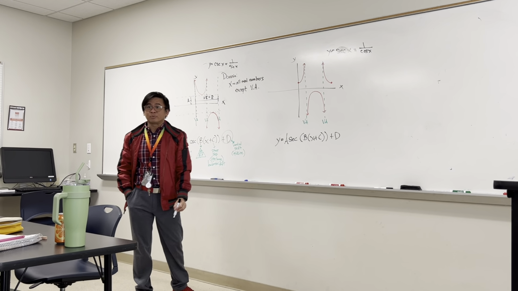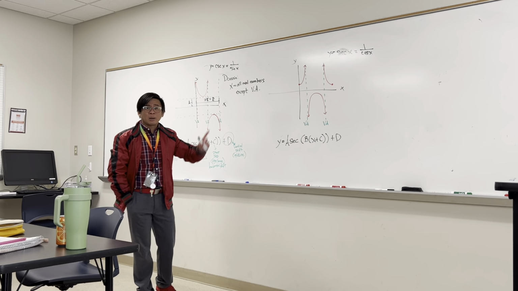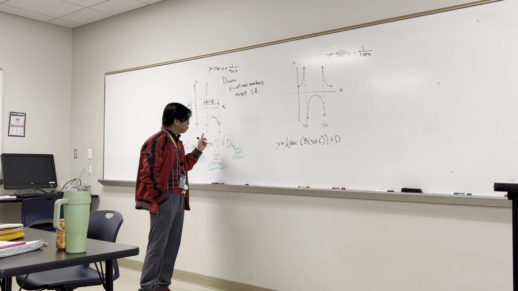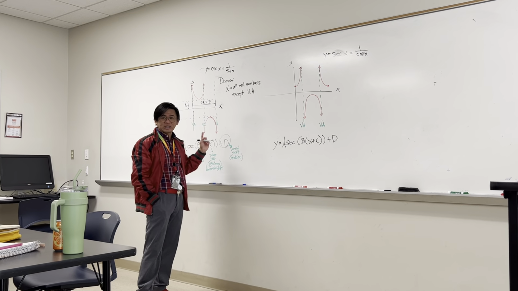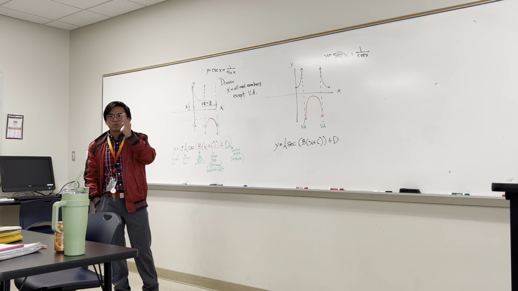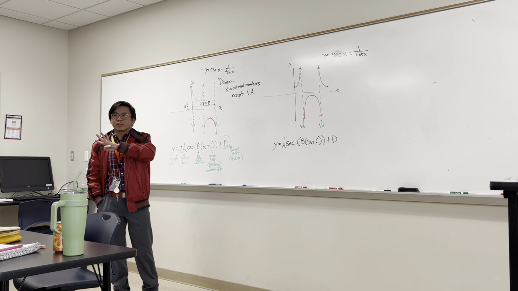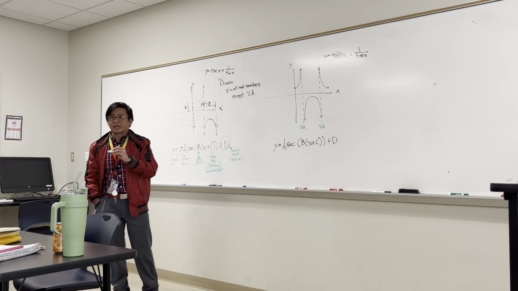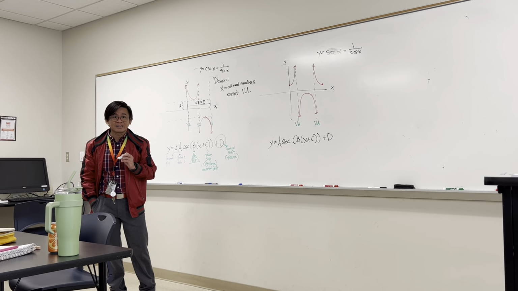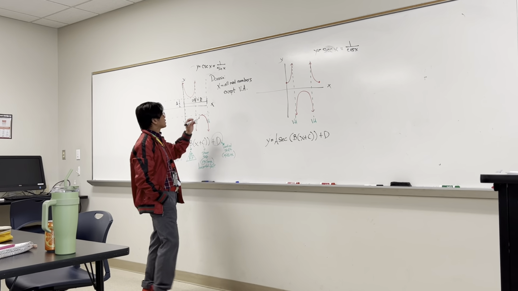For the vertical asymptotes. Get it, guys? But for the typical vertical asymptotes for just cosecant x, it's just what? All real numbers except the what? K pi, or all multiples of pi. Get it, guys? Right.